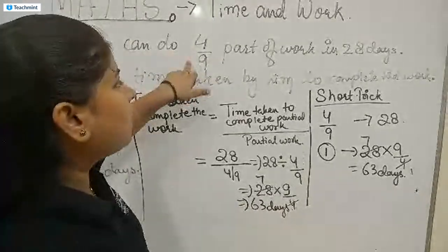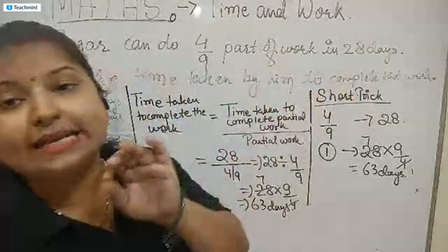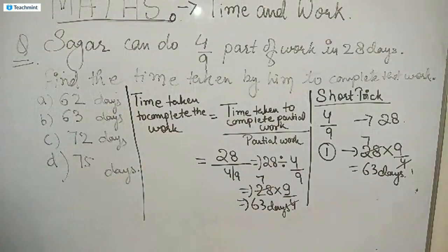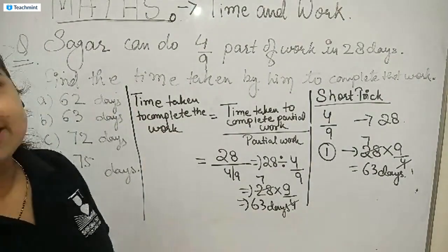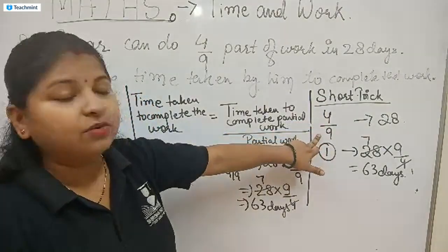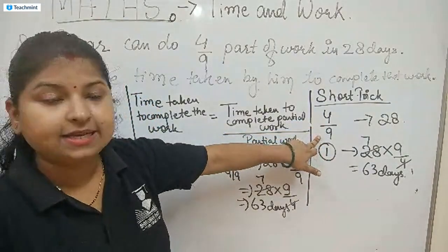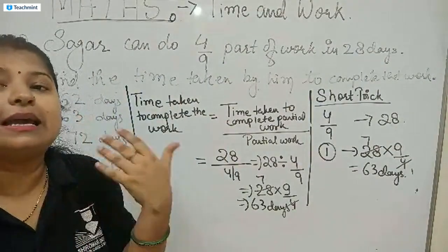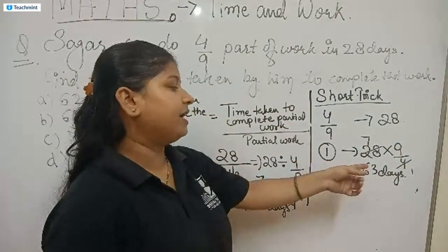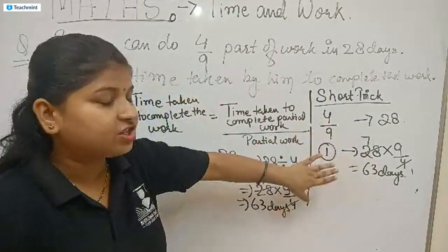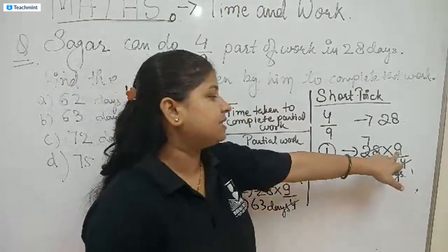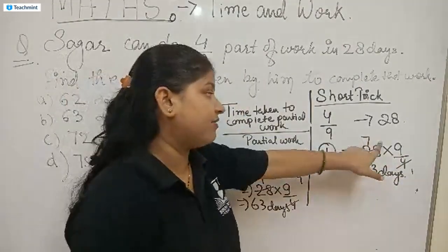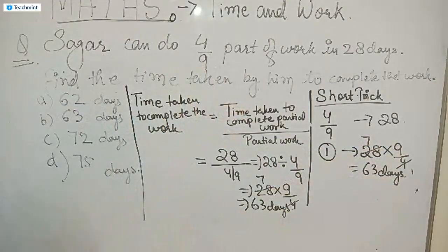Sagar can do 4 by 9 part of work in 28 days. Find the time taken by him to complete that work. So, the short trick says if 4 by 9 work can be done in 28 days, work is always one, right? So one work will be in 28 days. This 4 by 9 shifted to the other side becomes 9 by 4. 4 1 is 4, 4 sevens are 28. So 7 into 9, 63 days is your answer.